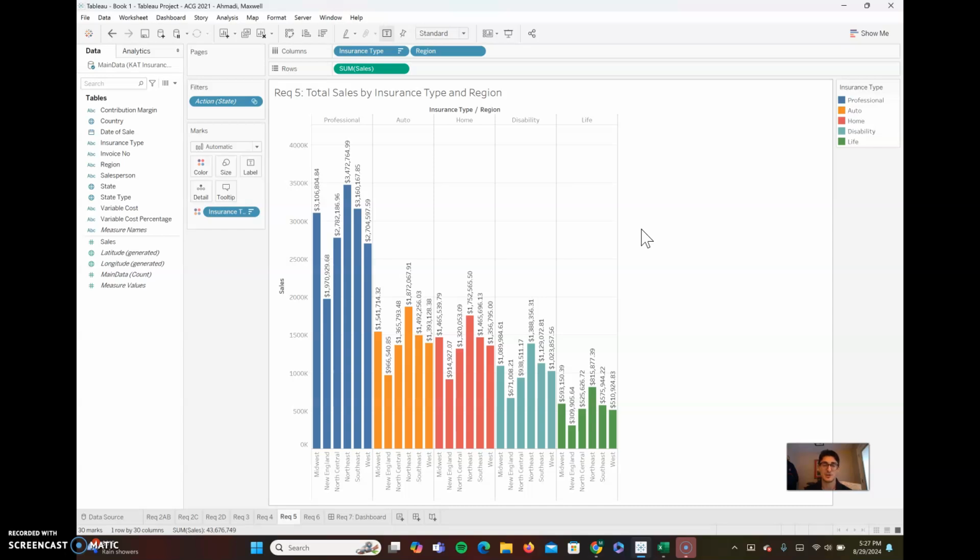And so this goes to show that a lot of people that the company is making sales transactions with are buying on the professional end and not so much on the disability and life end, which might be leading to lower numbers over in that Northeast area. Or sorry, not in the Northeast, in the New England area.